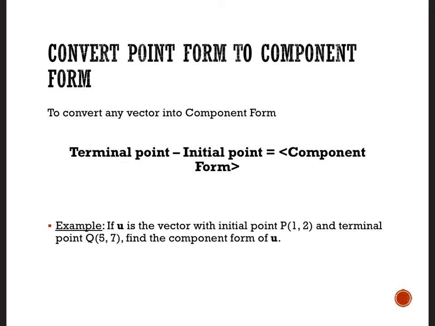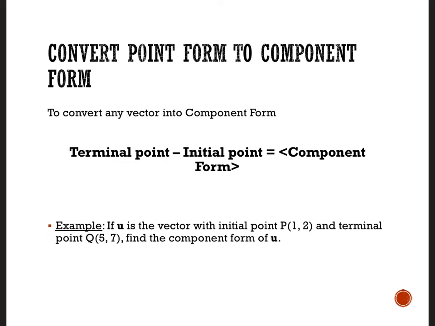To convert point form to component form, all you have to do is take the terminal point and subtract the initial point, and that will give you the component form of your vector. So for example, if u is the vector with an initial point p at (1, 2) and a terminal point q at (5, 7), we want to find the component form. Well, we can draw this and then move it, or we can just do our subtraction.